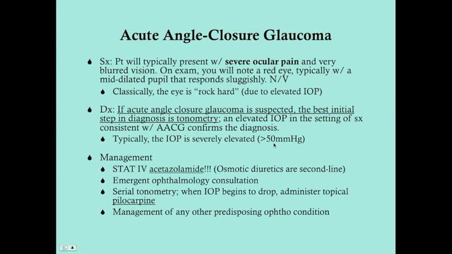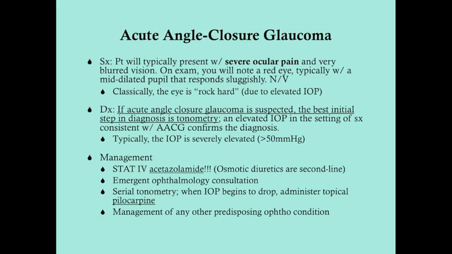So usually when you look at the patient's eye, of course it will be red, but they tend to also have a mid-dilated pupil. They may have a hazy or steamy-looking cornea, and that's just due to the elevated intraocular pressure, and it tends to respond sluggishly. Of course, the patient can also have nausea and vomiting as well, usually just due to the pain itself.